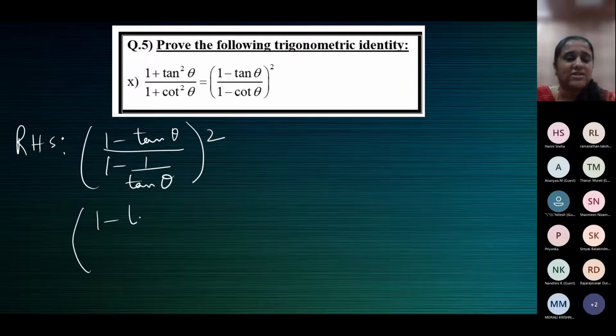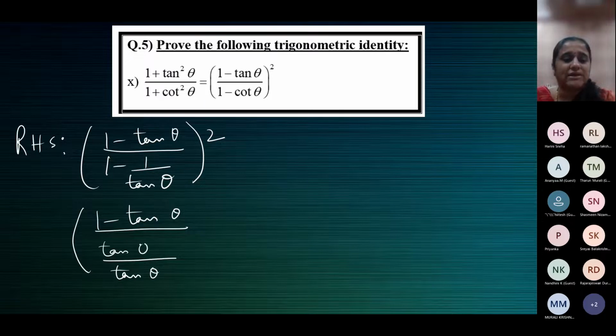In the numerator, let's write it as it is. We don't know what to do with the numerator, so let's work on the denominator. At least there we can take the common denominator. So tan theta is the common denominator, and you'll get tan theta minus 1, the whole square. Yes or no?